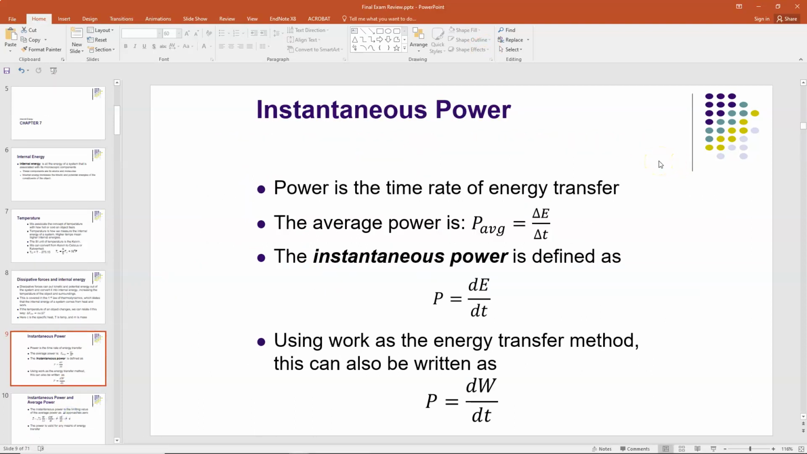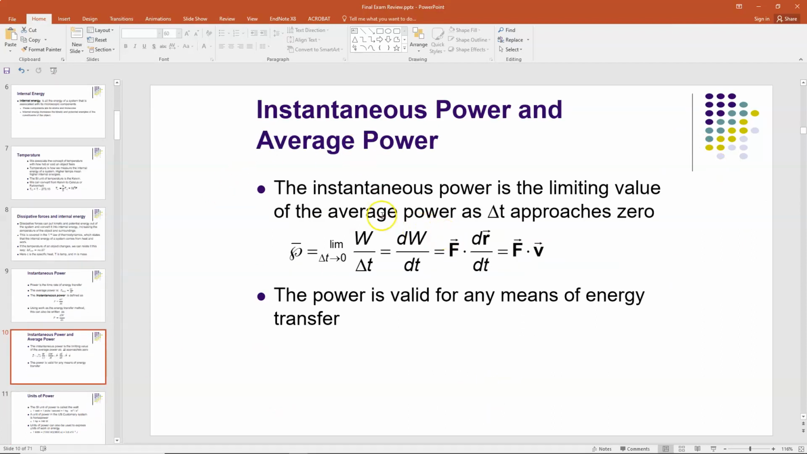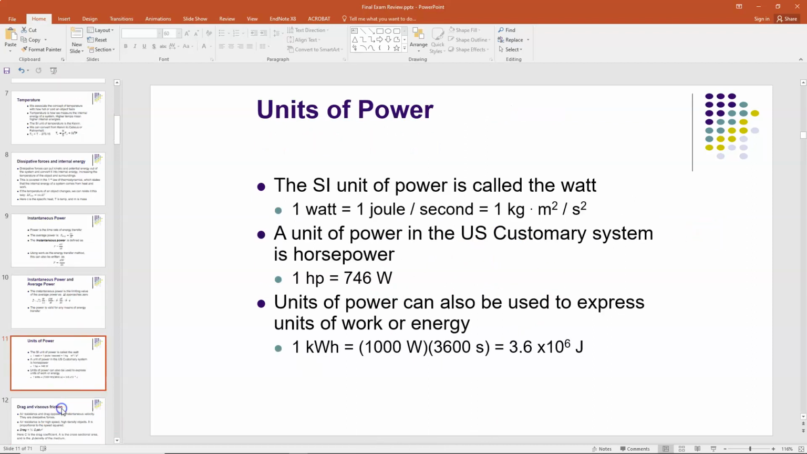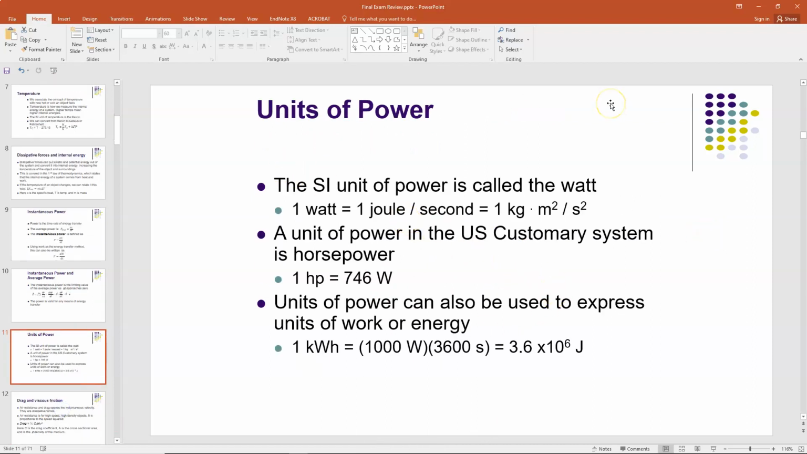The power is the time rate of energy transfer. Power is basically energy divided by time. The instantaneous power is dE/dt, or the time derivative of the energy. And using work as the energy transfer method, it could also be written as the derivative of the work with respect to time. If it's the force that's doing the work, and the force is a constant force, then your power could be written as F dot v.